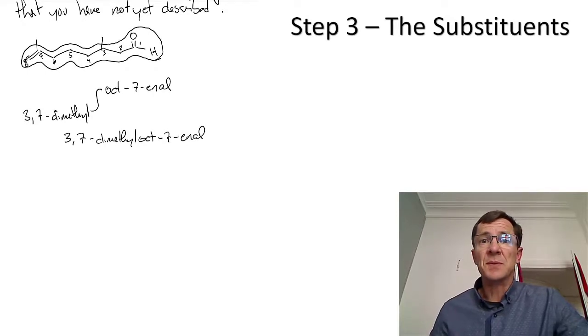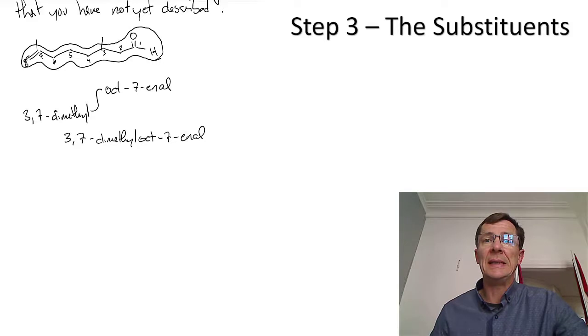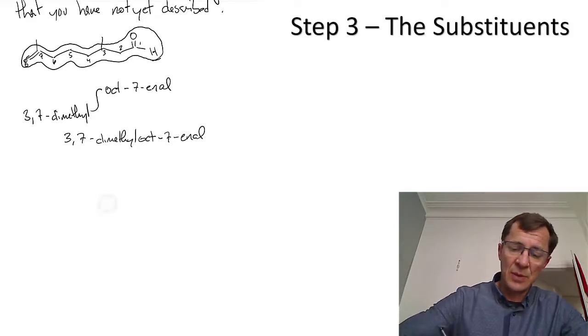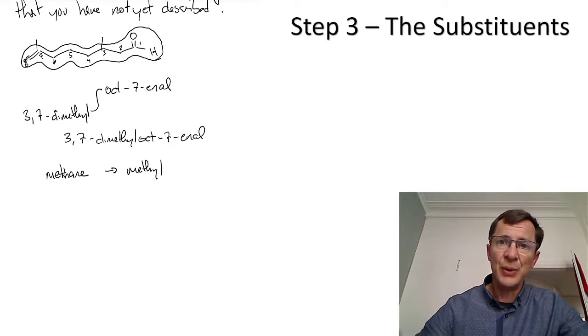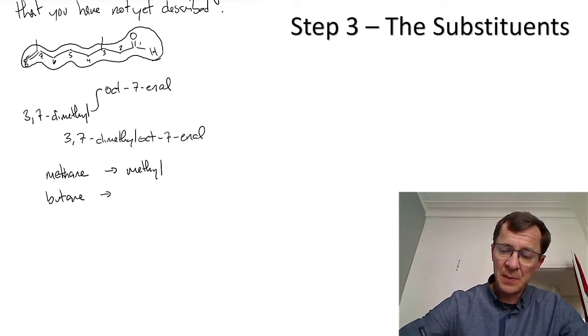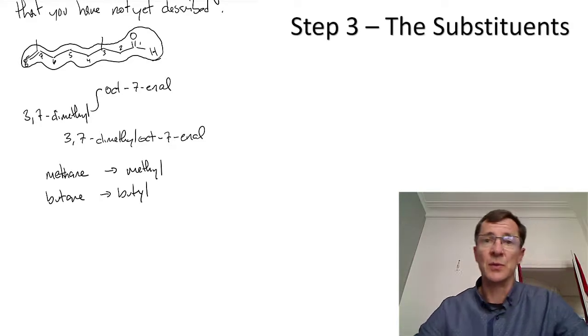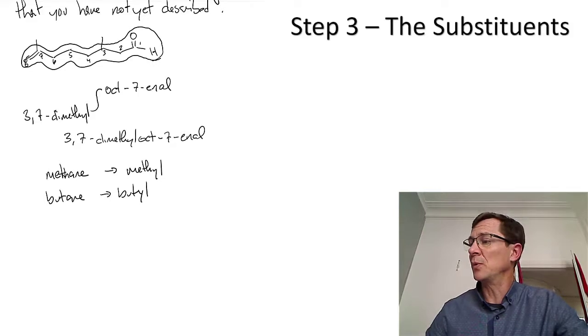Now, when our alkyl groups are substituents, we take them from their name as an alkane or alkene or whatever, and we change that ending to -yl, Y-L. So a methane substituent becomes methyl. Butane becomes butyl. So forth and so on. One of those is a little tricky, but we will get to it later.